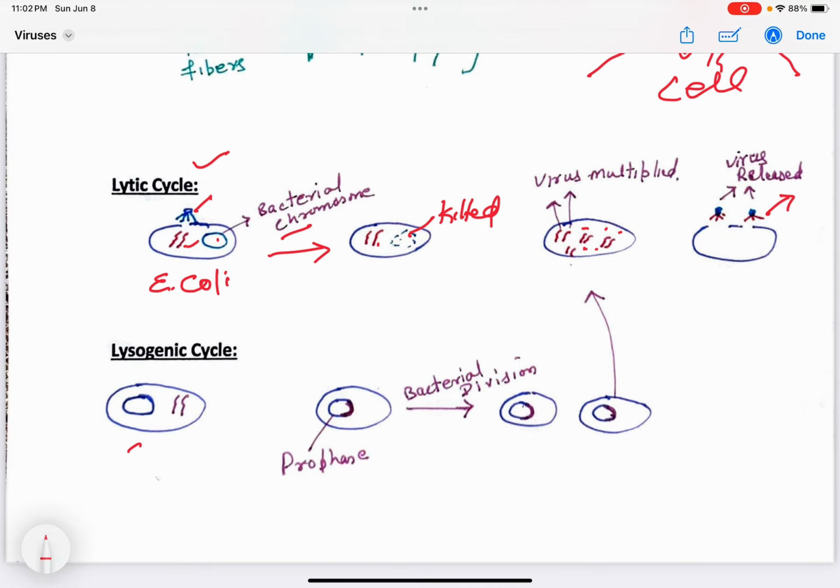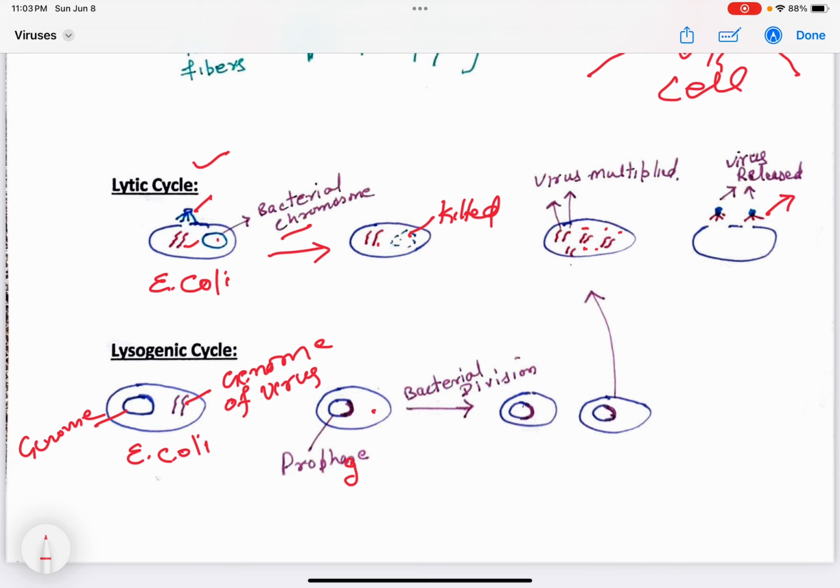So this is your E. coli bacteria again for experiment purposes, and this is the genome of the bacterial cell, and this is the genome of the virus. So instead of multiplying right inside the host cell, it becomes part of the host cell chromosome, and this structure is called prophage.